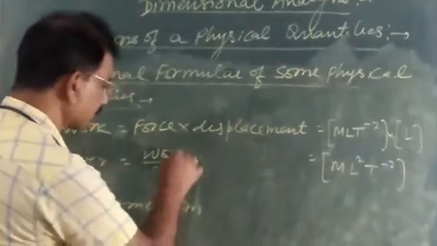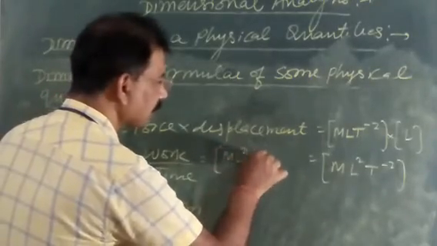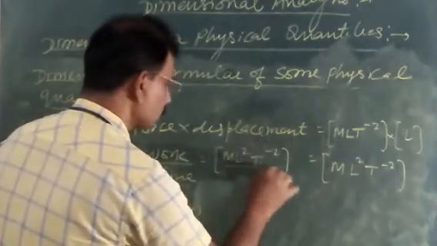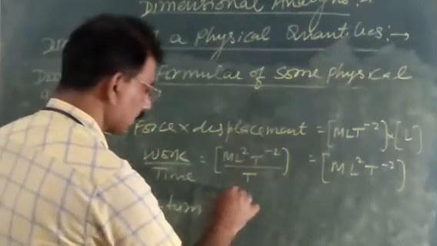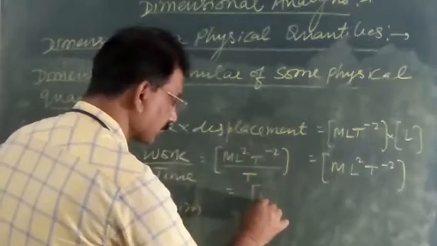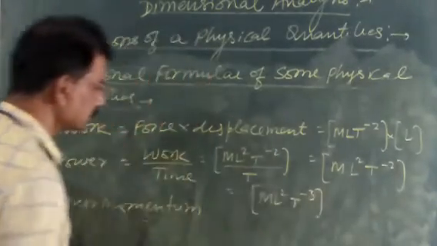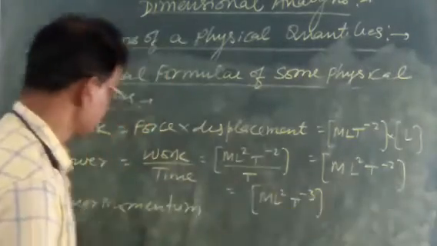So power is work upon time. Work, you already know, M L square T to the power minus 2 upon T. And in this way, when you take this T in the numerator, you can write M L square T to the power minus 3. This is the dimension of power.